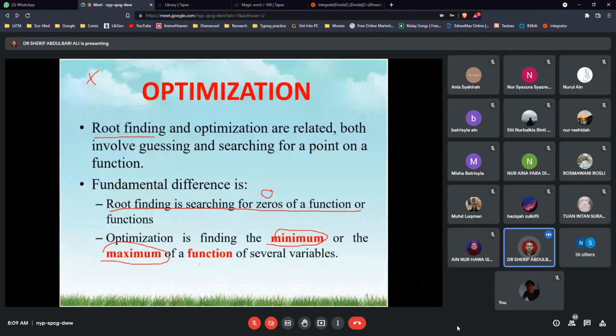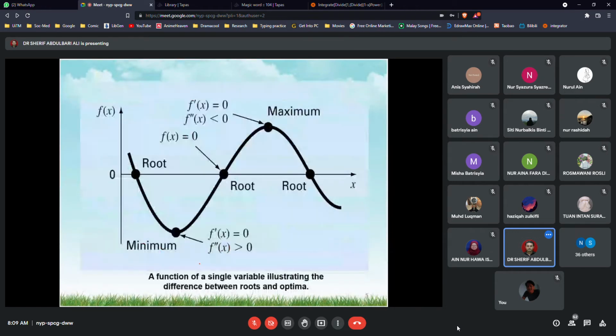But the way we are going to apply some methods is somewhat the same. So this figure here is going to explain finding the roots of the equation and also finding the optimization. When we are talking about finding the roots of the equation, since this value here is equal to 0, this is considered the root. This value here is 0, so it's the root. And also this one.